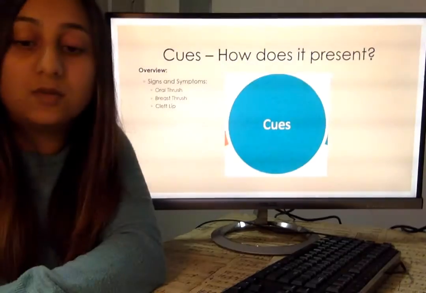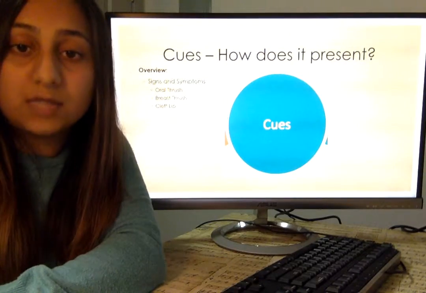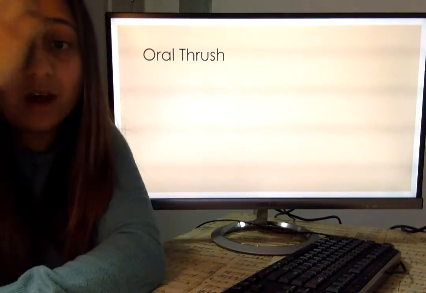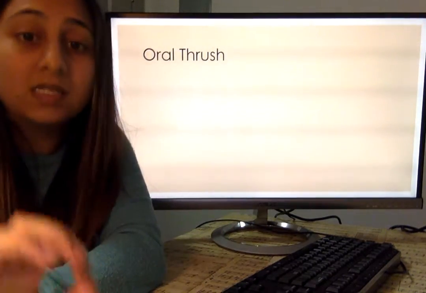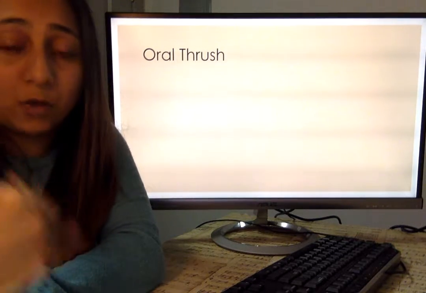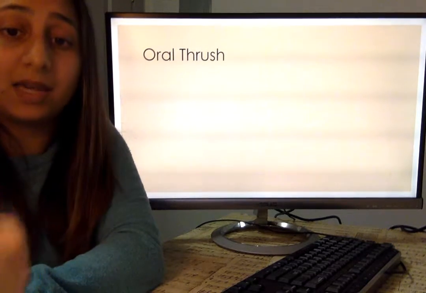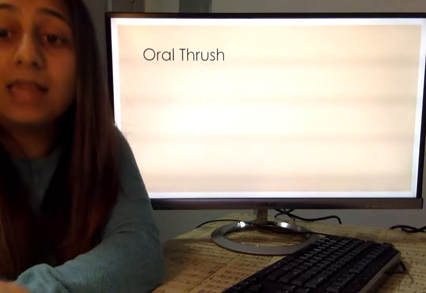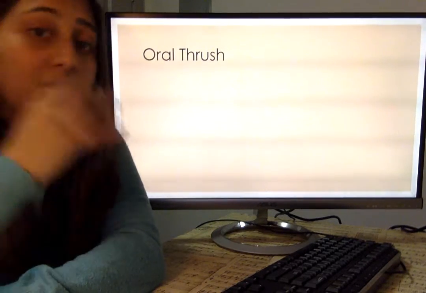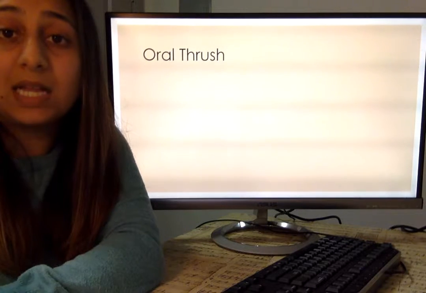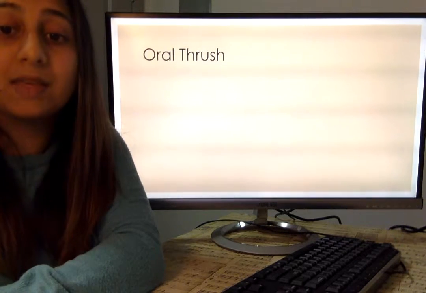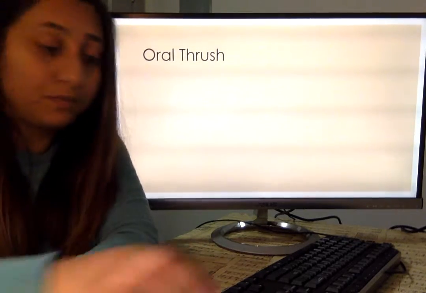Now, cues. How do these things present? Signs and symptoms of oral thrush, breast thrush, and cleft lip. Oral thrush can have creamy white patches, and saliva that has a pearly opalescent sheen. The baby may be extra fussy and extra gassy. They may refuse to feed, or latch on for a second, pull off, and start crying. They may make clicking sounds during the feed. They may have poor weight gain over time. They may have no symptoms at all.